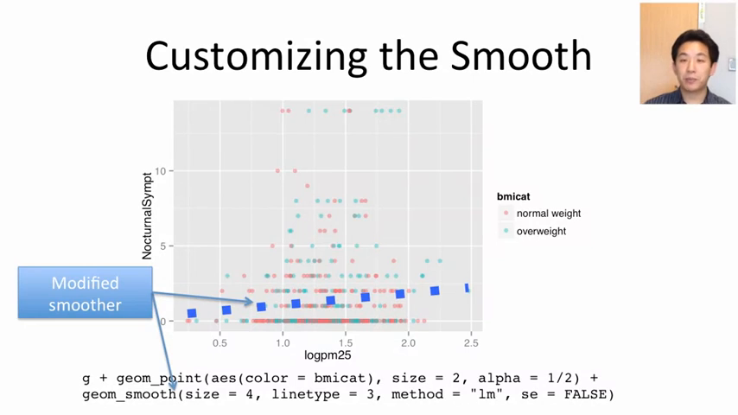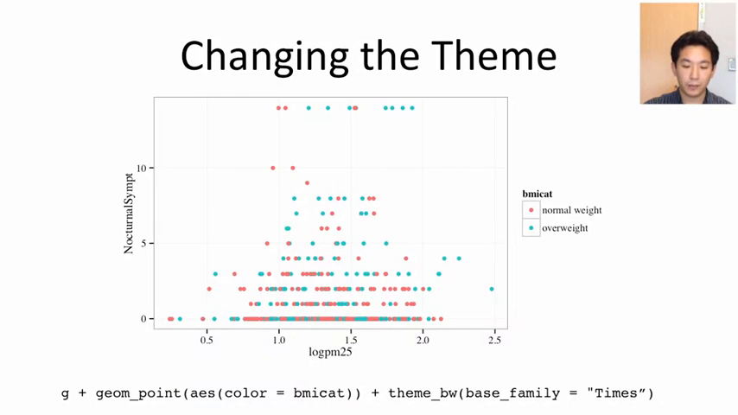I can also customize the smoother if I want to. So now I'm going to modify the options to the geom_smooth function. Here, all I've done is add an option to say size equals 4, so I made the line a little bit thicker, and I made the linetype equal to 3. The 3 just means a dotted line instead of a solid line. I still use method equals lm, so I want a regression line, and I turned off the confidence interval so that it's a little bit more clear to see. So I say se equals FALSE. These are all options that you can add to the geom_smooth function if you don't like the defaults.